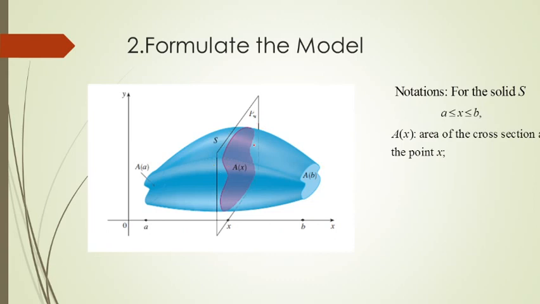This function A(x) denotes the area of this cross-sectional region, and of course it will change, right? It will change as you shift your x on the horizontal axis. So we define this big A(x) as the area of the cross section at point x, and it will vary as x increases, right?